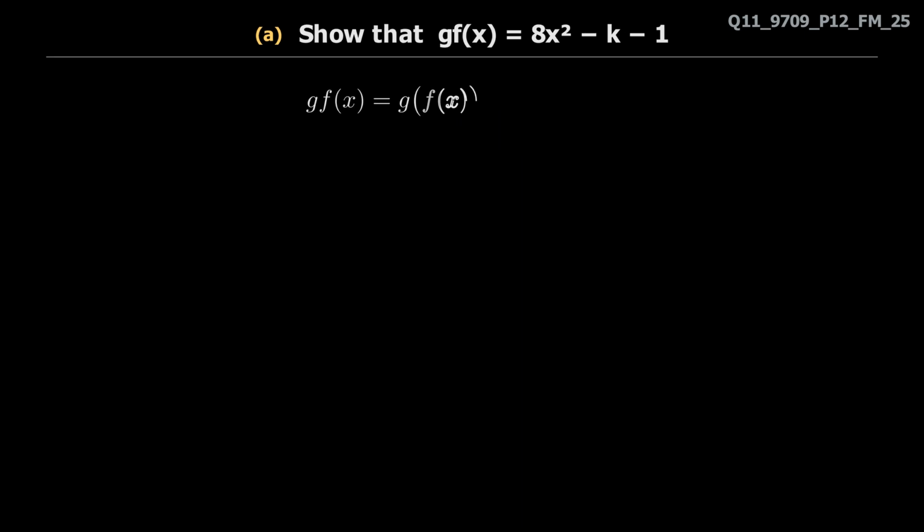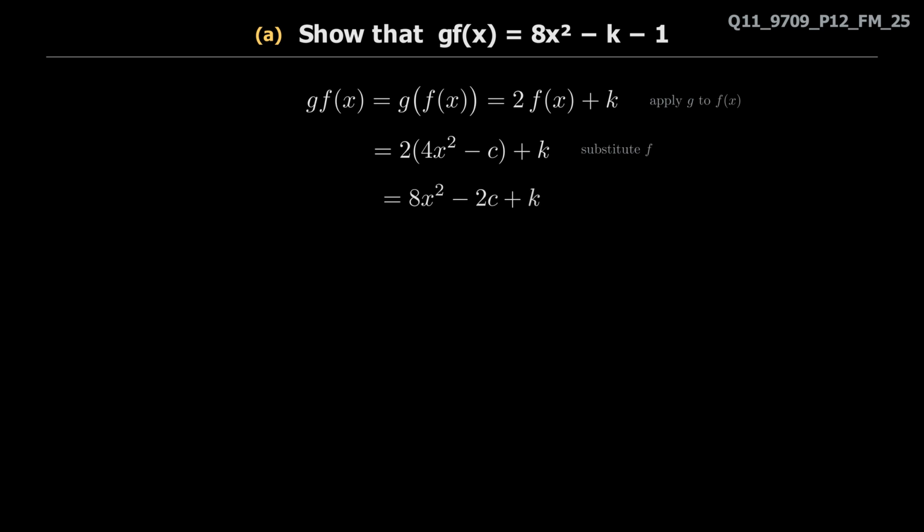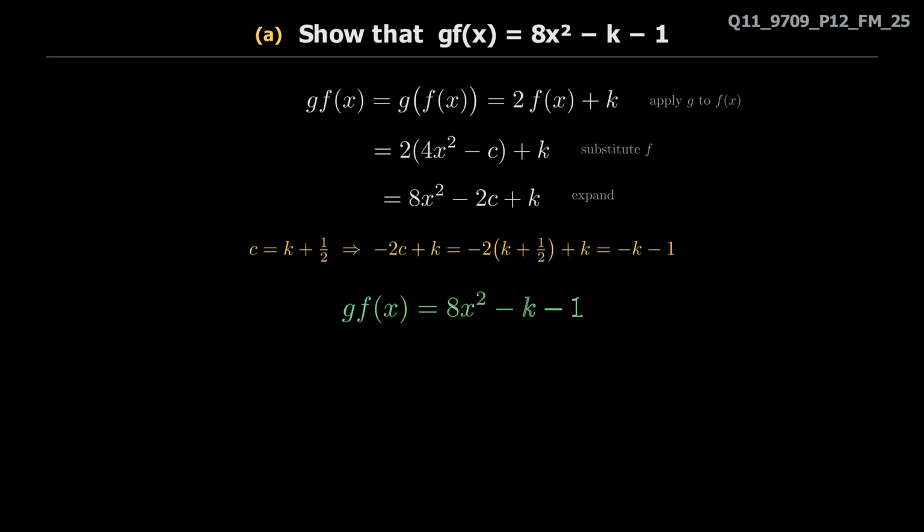g of f is 2 times f plus k. Substitute f equals 4x squared minus c. Expand to 8x squared minus 2c plus k. Use c equals k plus 1/2 to get gf equals 8x squared minus k minus 1.